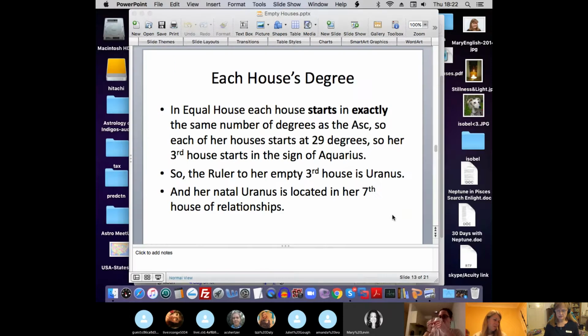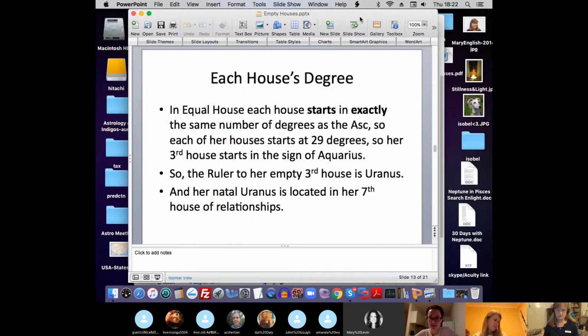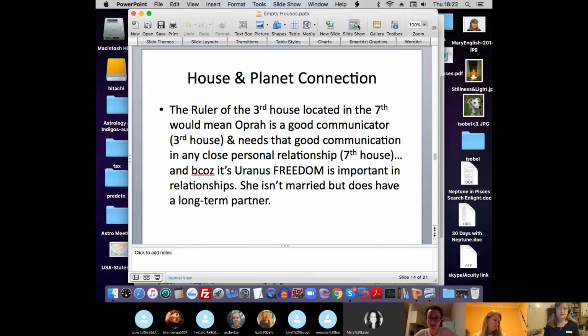So how do we work that out? We just move forwards here. The ruler of the third house is located in the seventh, which would mean Oprah is a good communicator, because the third house is all about communication and needs that good communication in any close personal relationship, which is where her Uranus is in the seventh house. And because it's Uranus, freedom is important in relationships.